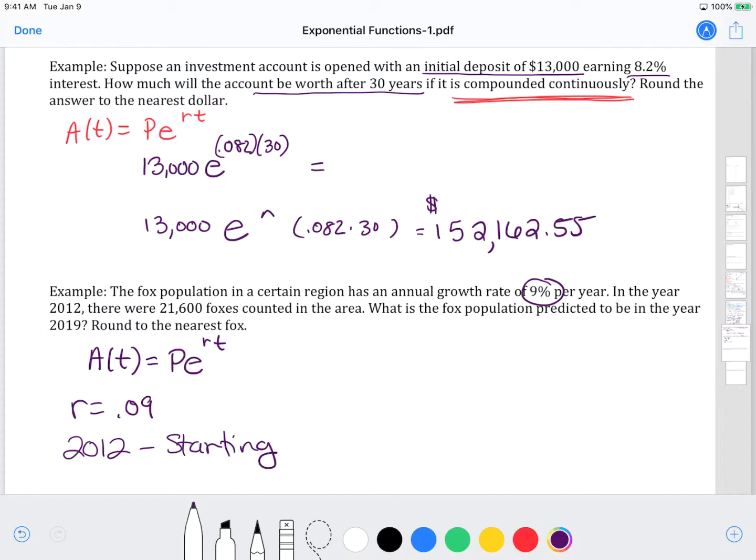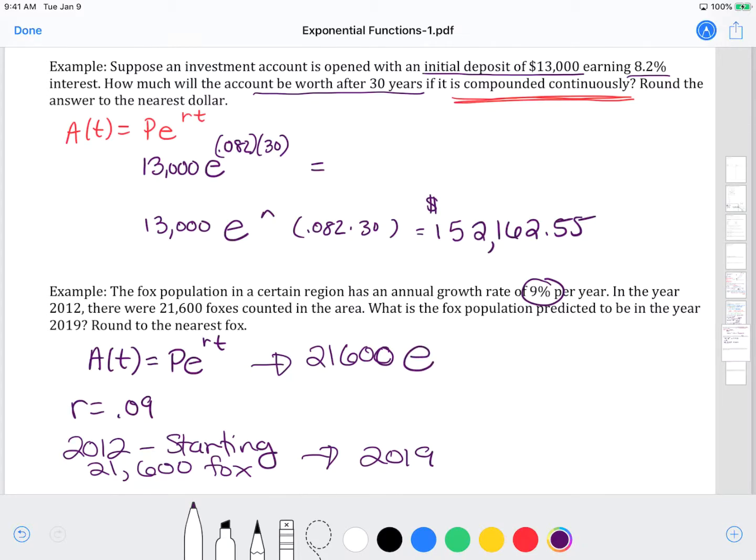So my starting population would be 21,600 foxes. It's asking us to find the fox population predicted in the year 2019. Okay, so here's a common mistake that I want to point out. When I put in my P, which is my starting value, that's the starting value population for the foxes. So that's going to be the 21,600.